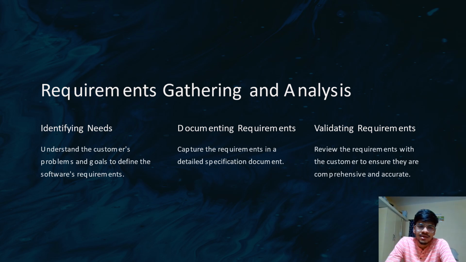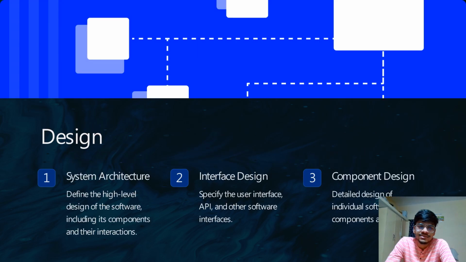So, coming on to requirements gathering and analysis. This stage does three tasks. First, identifying the needs: understand the customer's problems and goals to define the software requirements. Then documenting requirements: capture the requirements in a detailed specification document. Then validating requirements: review the requirements with the customer to ensure they are comprehensive and accurate.